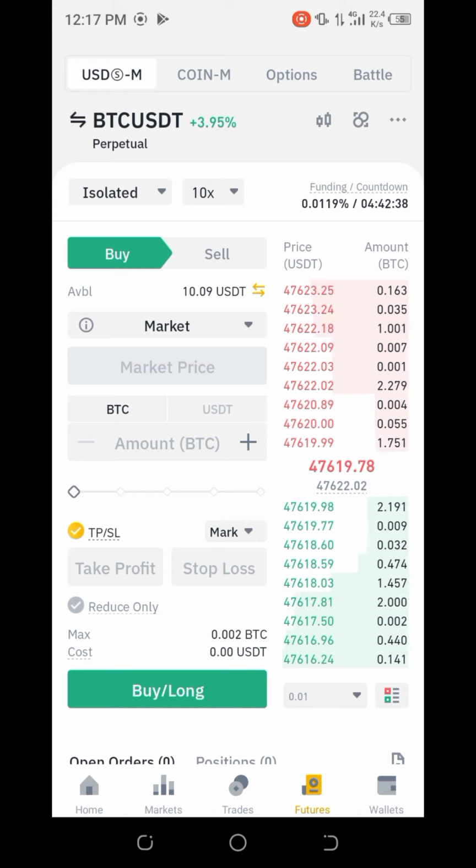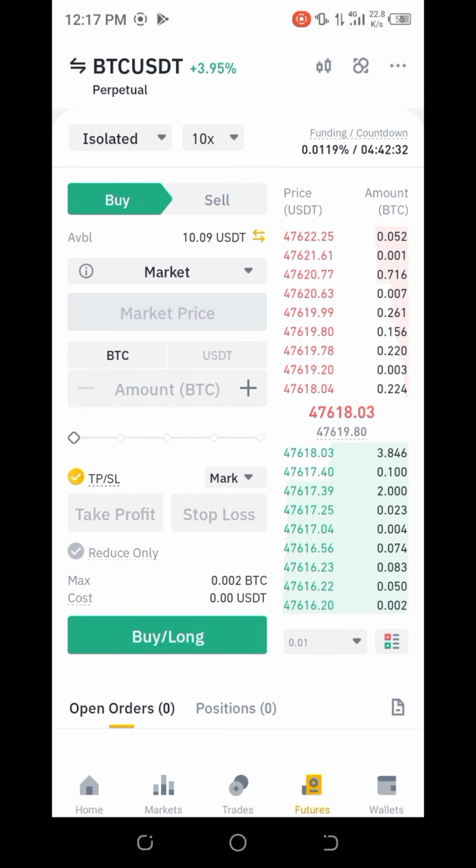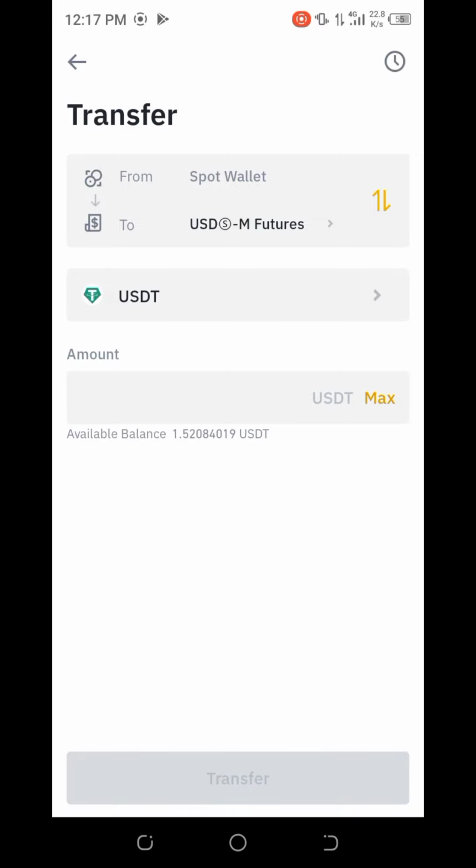And assuming you have made your gain and now you want to send your money back to your spot wallet, you can click on these two arrows at the top here. When you click on it, it will bring you here. You can see it down. Now, because you want to take your money back to the spot, you make sure that this USDM futures is going to be at the top.